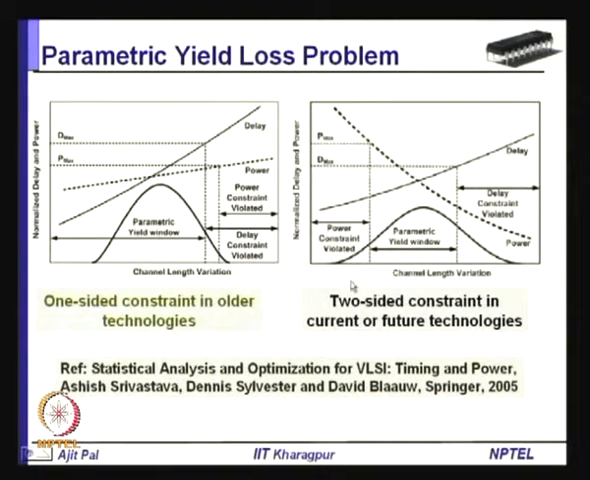This particular thing has been taken from the paper by Ashish Srivastava, Dennis Sylvester and David Blaauw. The paper is Statistical Analysis and Optimization of VLSI Timing and Power. So, we find that the yield is decreasing because of variation in process parameters.